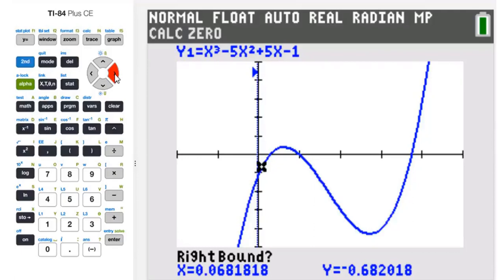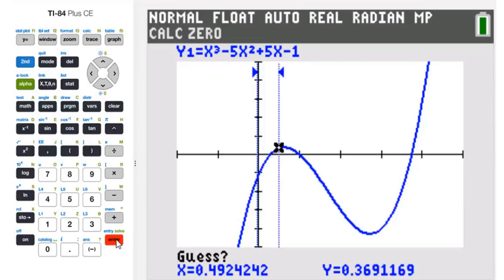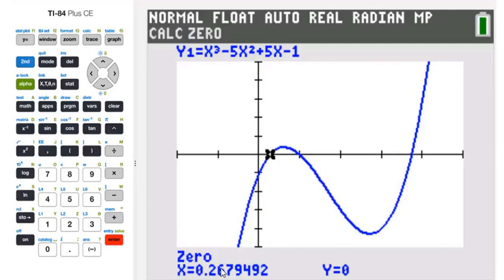Then I move the arrow to the right side of this 0. Then I press enter. Enter again. Then it gives you 0 will be 0.268.